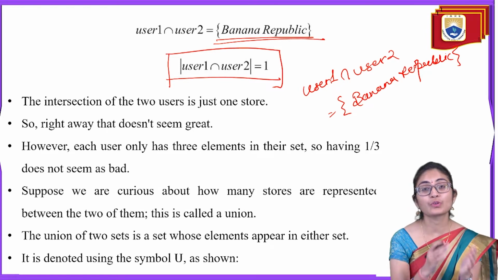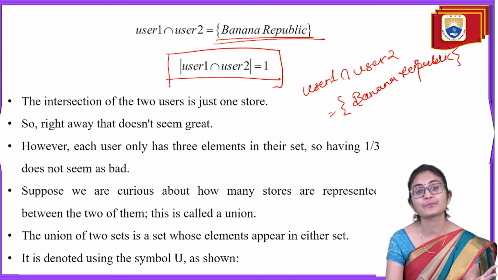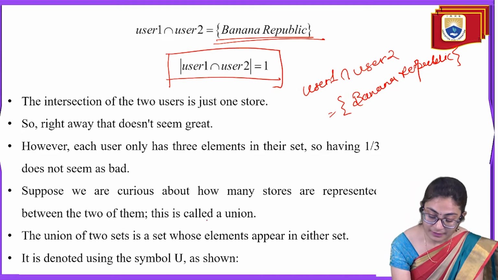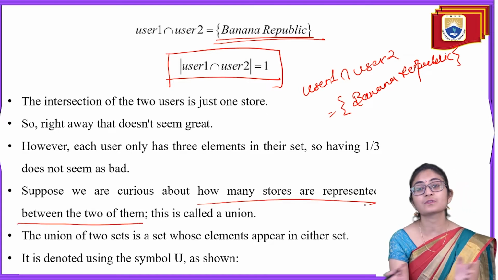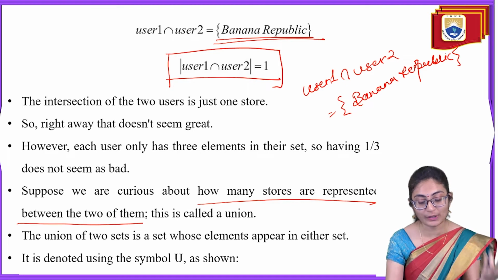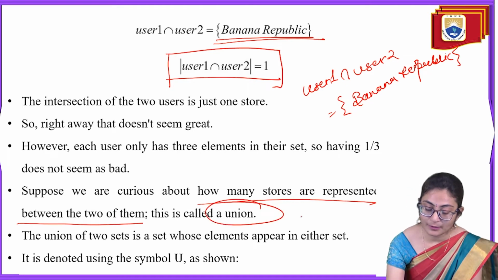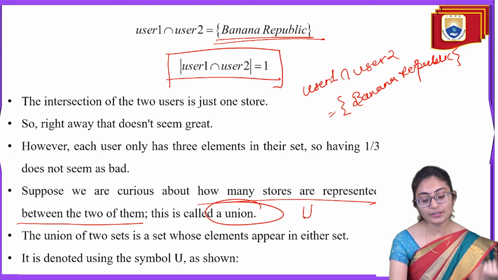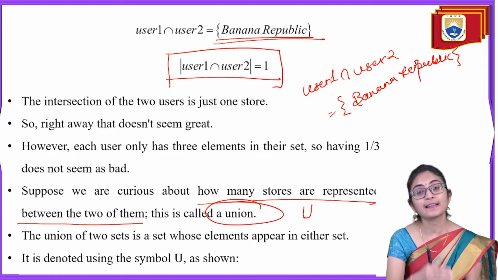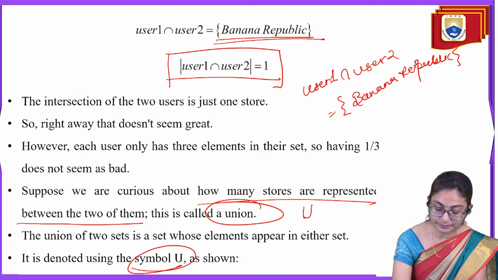Suppose we are curious about how many stores are represented between the two of them. We have to find out how many stores represent both of them together, so we can show it as a union, with the symbol U. The union of two sets is a set whose elements appear in either set. It is denoted by this symbol.